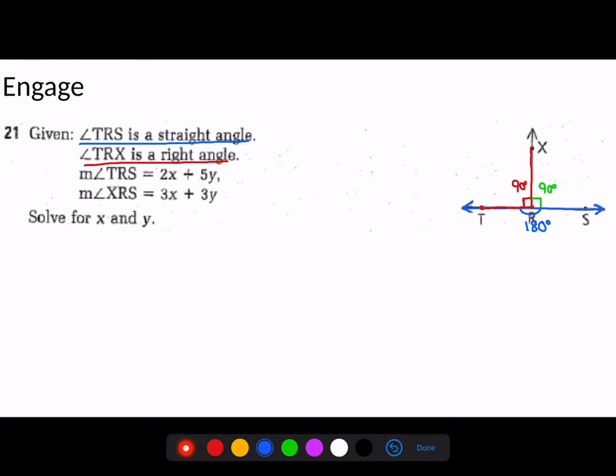Now, I know angle TRS is equal to 2x plus 5y, so I can go ahead and write that. 2x plus 5y equals angle TRS. Well, angle TRS is our straight angle. It's 180 degrees, so I can set this equal to 180. The other information they give me is that angle XRS is equal to 3x plus 3y. Angle XRS is this green angle here. So I have 3x plus 3y is equal to angle XRS, but that's a 90 degree angle, so that is equal to 90.